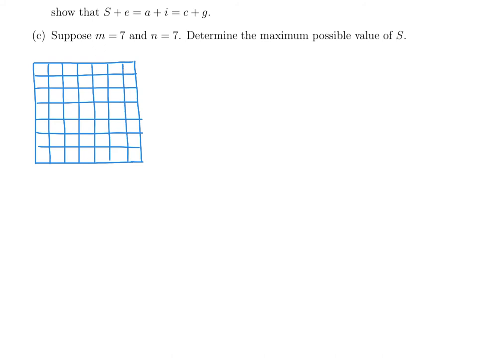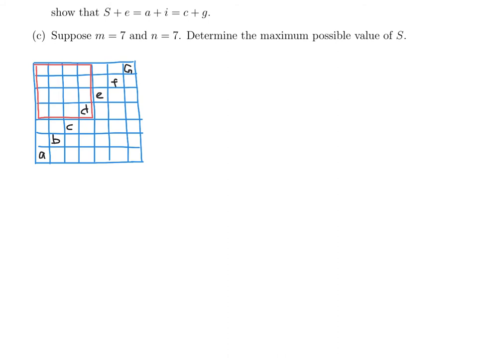Okay. So the first thing I'm going to do is I'm just going to look at the diagonals. So I'm going to label the diagonals and only the diagonals. So A, B, C, D, E, F, and G. Okay. And then I'm going to partition this into two 4x4. So here's a first 4x4.